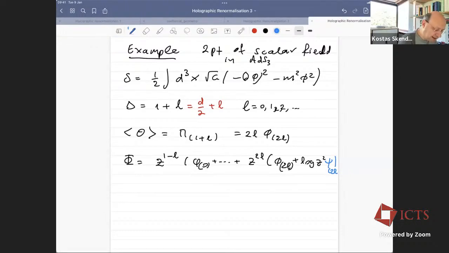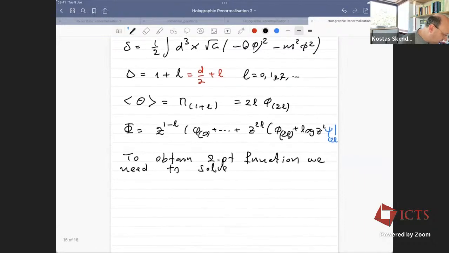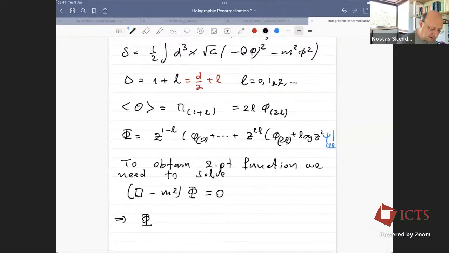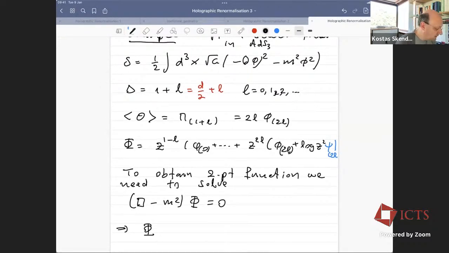So now, to obtain the correlator, we need an exact solution. And this problem has a general solution. So we have two isometries, because we have time isometry and isometry over the boundary direction. So we could expand in Fourier modes along those. And then we're left with a radial function, which depends on omega, plus or minus k, and the radial direction.